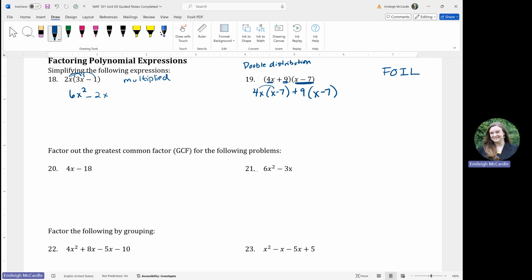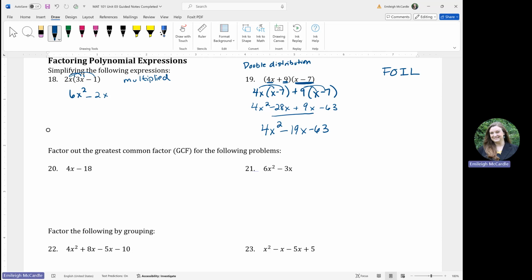So 4x times x is 4x squared, and 4x times -7 is -28x, plus 9 times x is 9x, and 9 times -7 is -63. And in this case, we are used to adding like terms right here. So let's go ahead and do that. That's 4x squared minus 19x minus 63. And that was FOIL method.